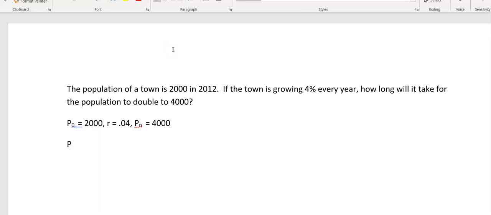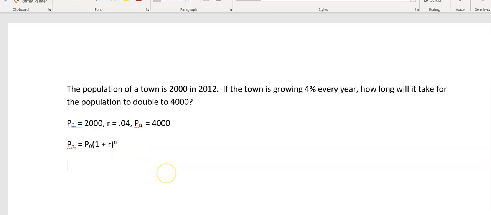Okay, so let's remember that our formula is the following. P sub n is equal to P sub 0 times 1 plus R to the nth power. Now, some of your exercises may change into a T for time, but your R should stay the same.